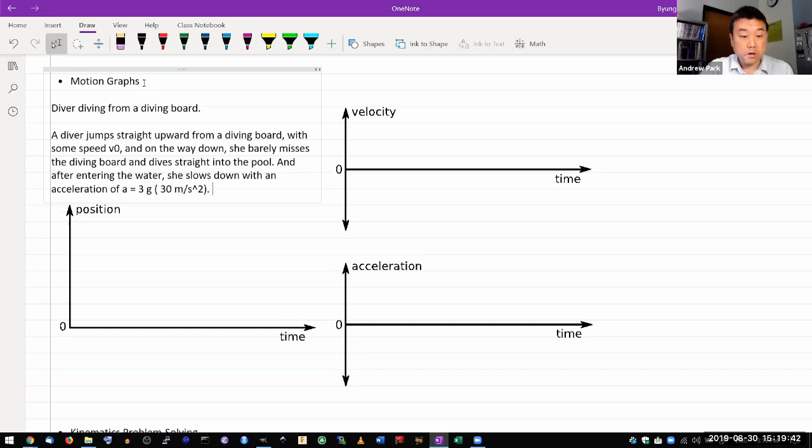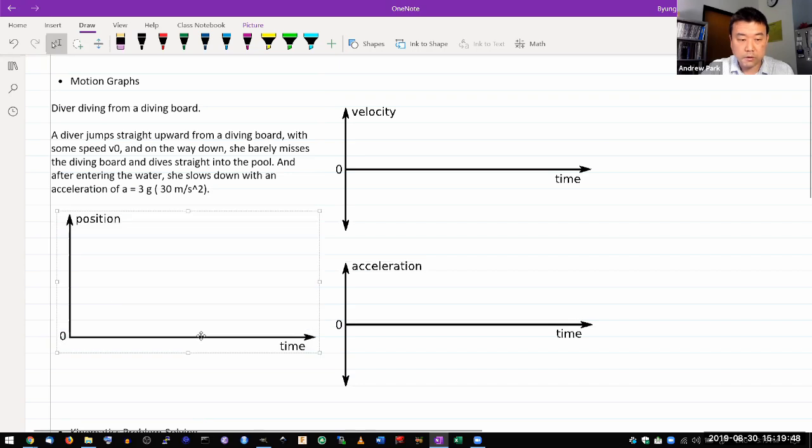So that's the scenario, and I want to show you how you would sketch something like that on a motion graph if you had to. Now, on your homework question, you don't have to, because there's no real good way for my method to grade that. So you won't have to worry about doing this on your homework, but it's something that you should know how to do.